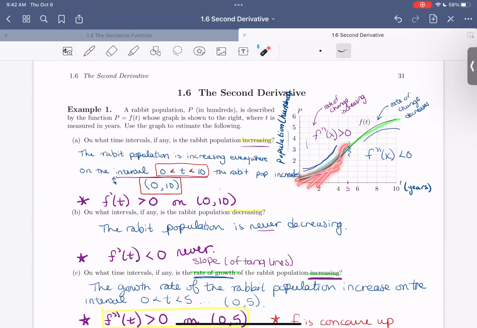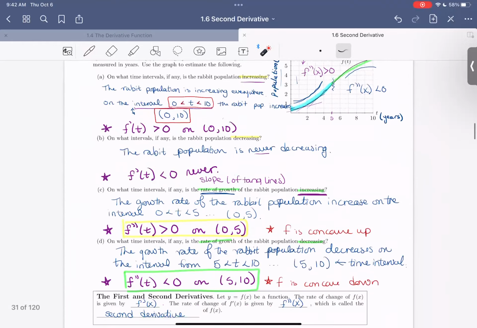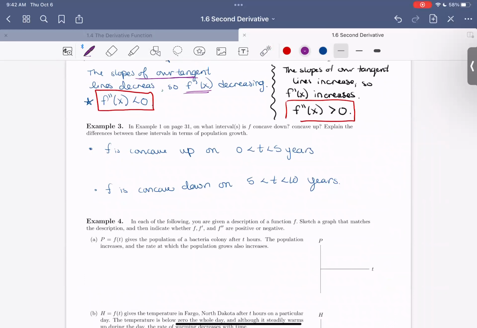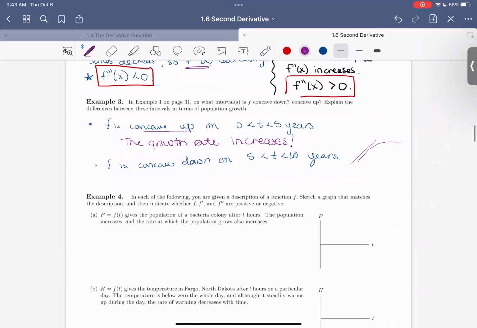Well, the rate of growth increases when we have that concave up. So to explain that, the upward concavity shows that the growth rate of the population increases. And concave down, we saw in our graph, tangent line slopes get smaller, so the growth rate decreases.